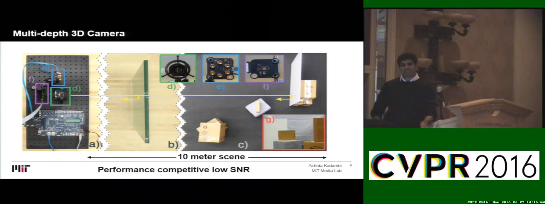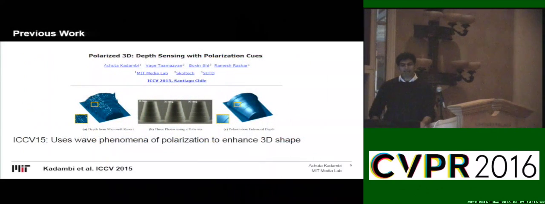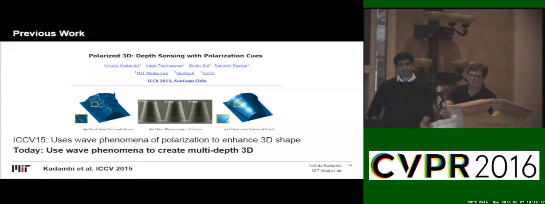And so what I think is really interesting in computer vision will be how we start to incorporate wave phenomena into our traditional tasks. So for example, last year at ICCV, we were looking at how to use the wave phenomena of polarization for the pretty mundane, pretty classic task of 3D imaging. And today we're going to use wave phenomena to create multi-depth 3D cameras.